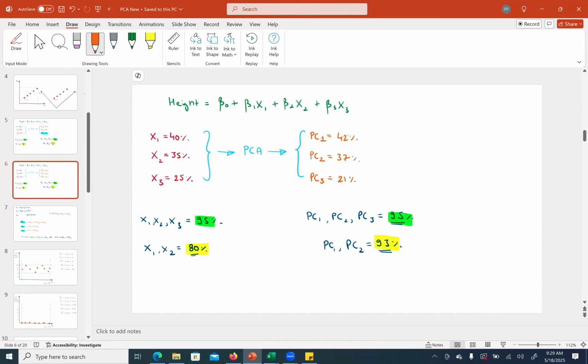In this case, PCA is not helping you much. Or it could have been something like this as well, that maybe PC1 itself is giving you 90%, this one is giving you 8%, and this one is giving you 2%. So here PCA is doing very well. Or what can happen is, let's say we put it here, 70, 25, 5.